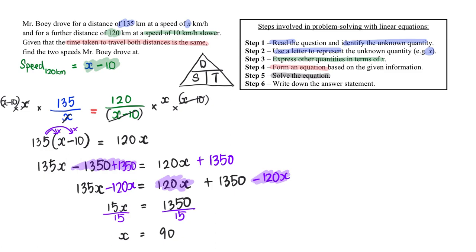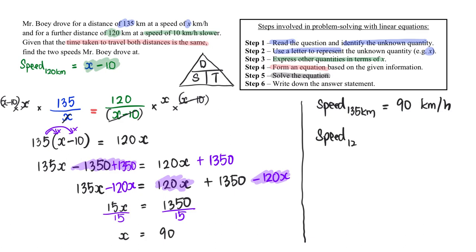And at this stage, I would then have to go back to write the answer statement. So I will have the first speed. They want to find the two speeds Mr. Boy drove. So the speed for 135 kilometers is 90 kilometers per hour. And the speed for the 120 kilometer segment will be 90 minus 10, 80 kilometers per hour. With that, we have come to the end of this video.